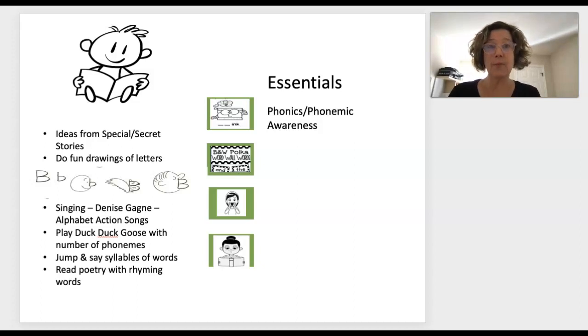You could do some singing. Denise Gagne has a book in the Medicine College Library called Alphabet Action Songs, and you could take that out and do some action songs.